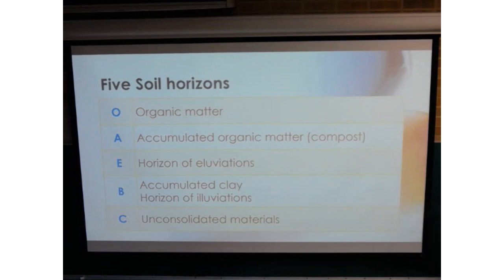So the simple definition of A horizon is accumulated organic matter. That organic matter is fully decayed organic matter. Also we call that compost. So compost is one of the types of organic matter, and we don't know what it was before because the waste stuff or organic matter is already broken down. Okay?